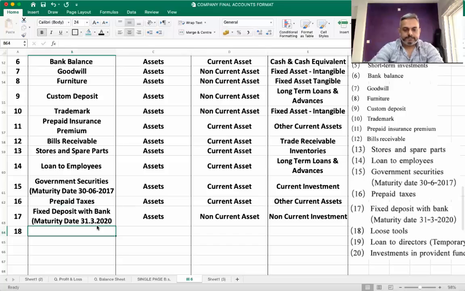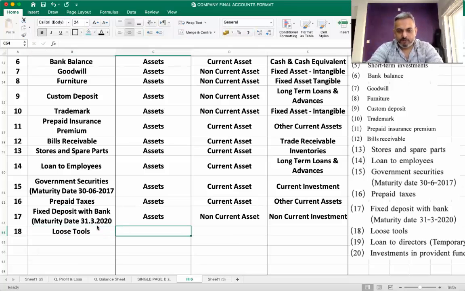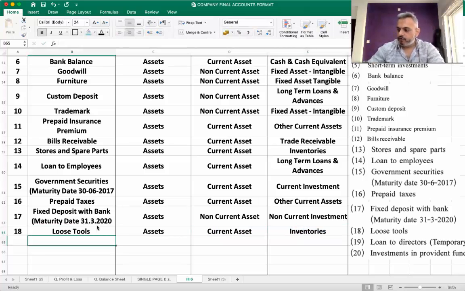18. Loose tools. Not tools that have come loose, but loose tools, meaning wrench, pliers, spanners, all these. Assets, current asset, inventories. Loose tool, current assets, inventories.